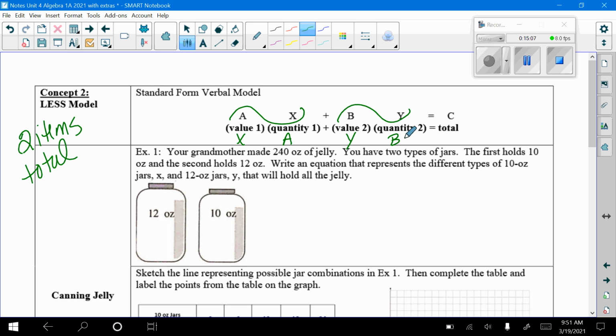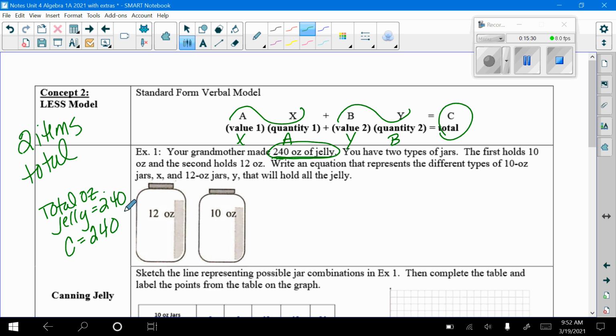All right, so your grandmother made 240 ounces of jelly. You have two types of jars, so that's my total ounces of jelly, right? And the total is my C. So I'm going to say C equals 240.